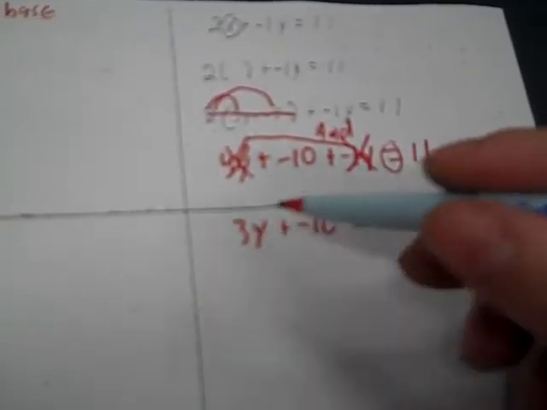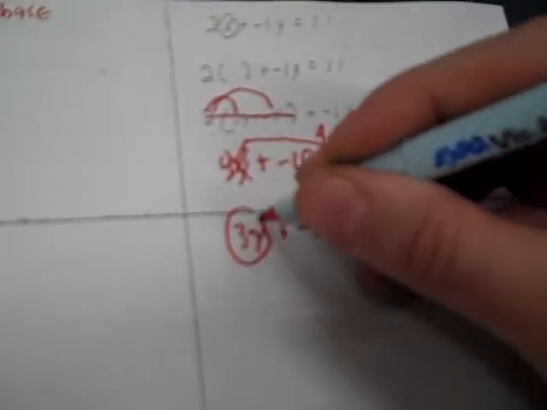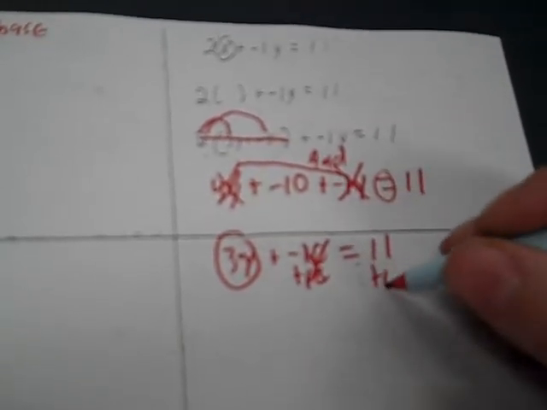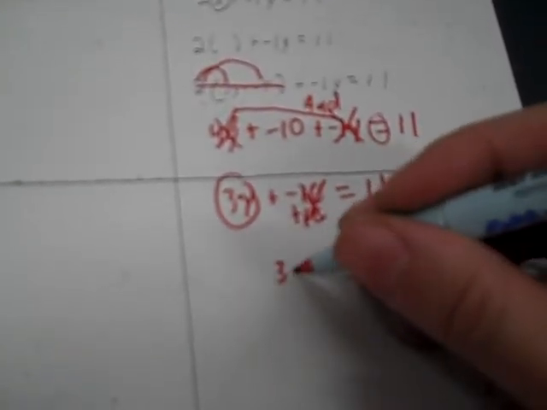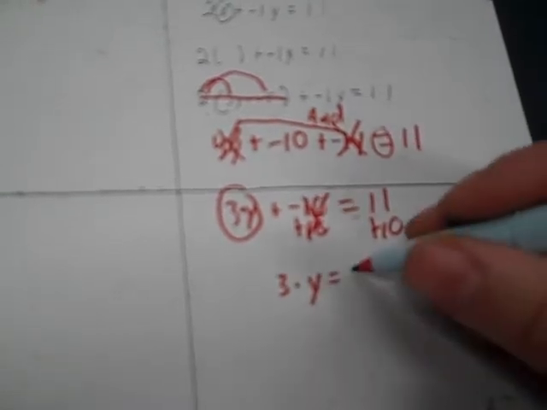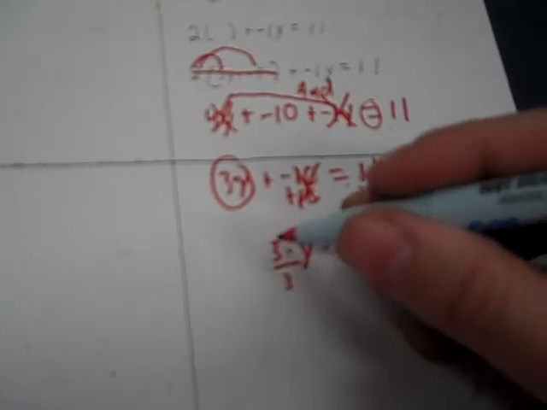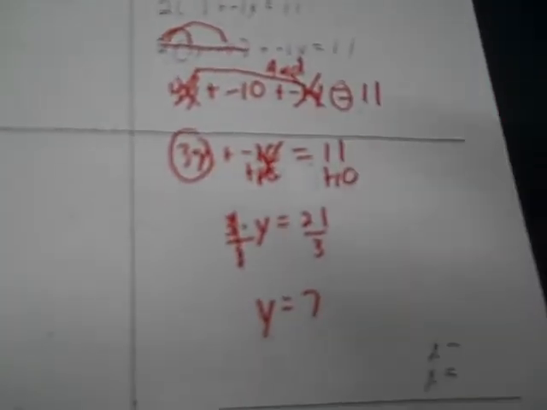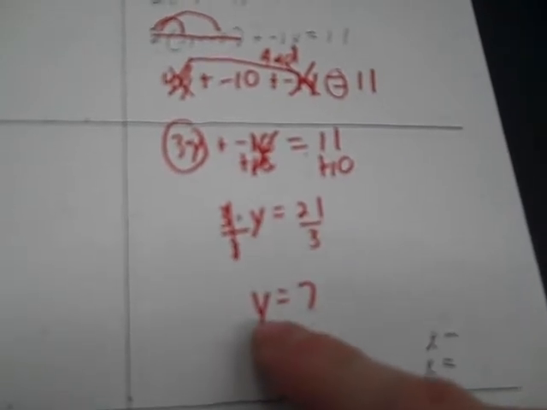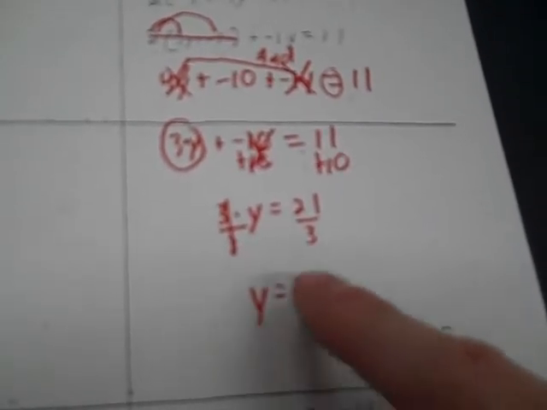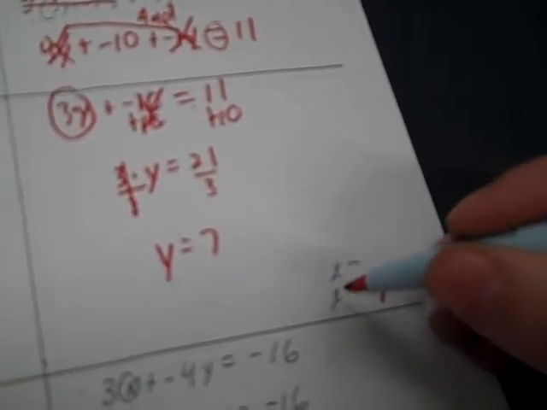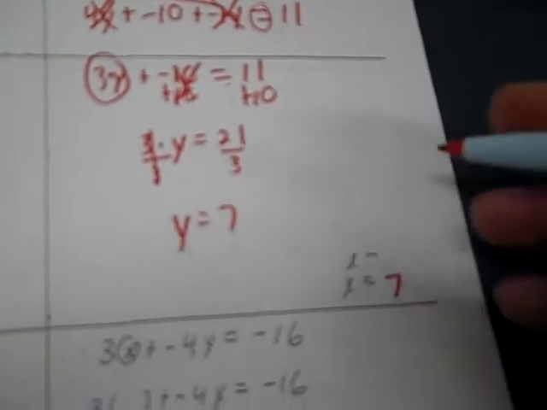Now that this is our only y, we can dot it and circle it. And then negative 10, I would plus 10 to both sides. And 3 dot y equals, 11 plus 10 is 21. Now I can go ahead and divide. So y equals 7. Now what letter is that? Simple question. What letter is that? It's a y, so you put 7 as your second answer. This is x, this is y. Sorry about my crappy writing.